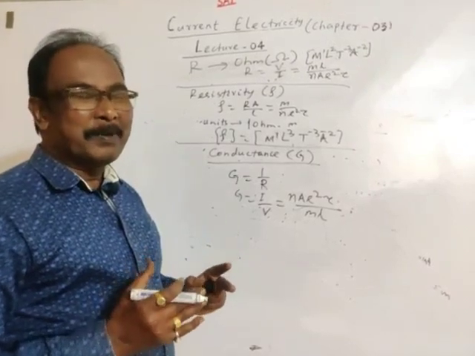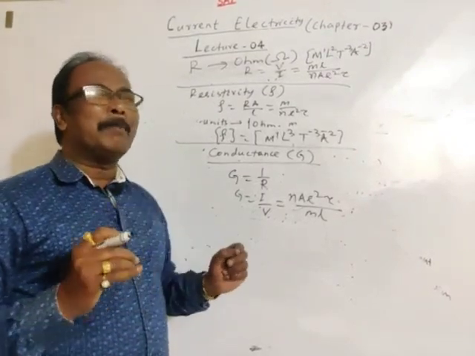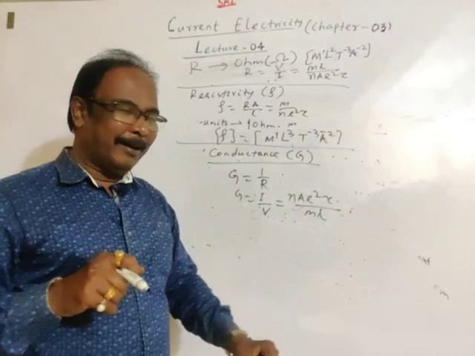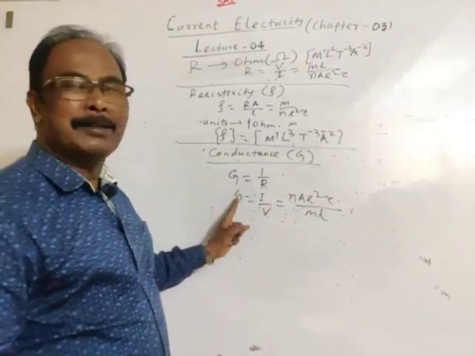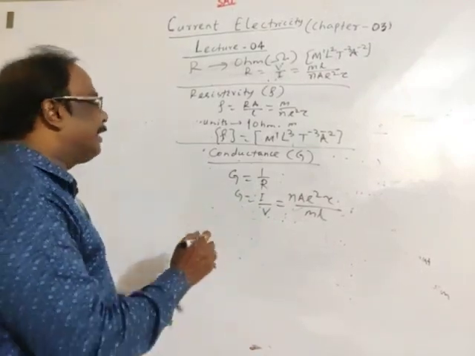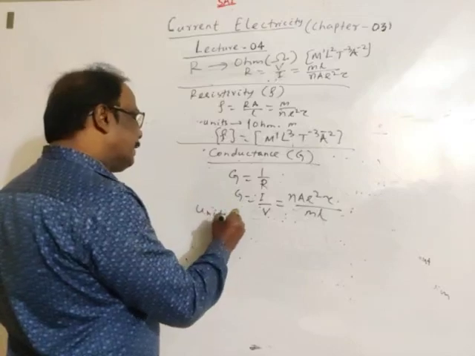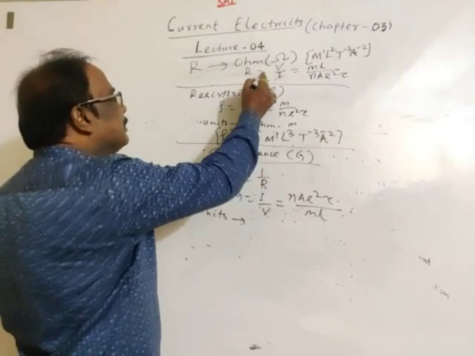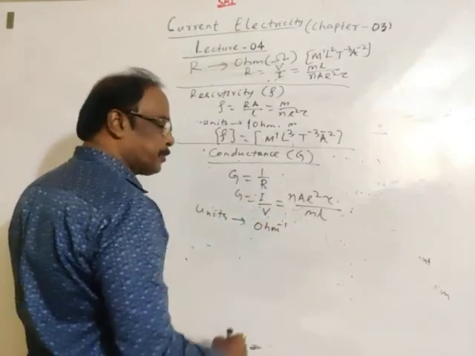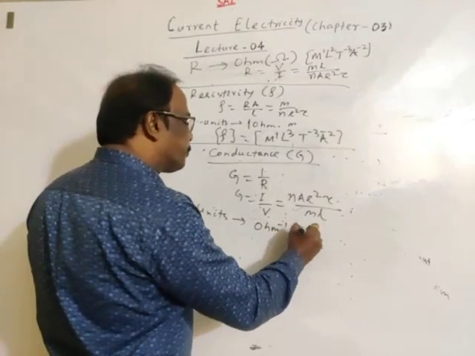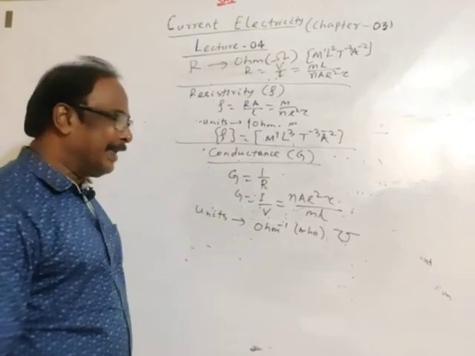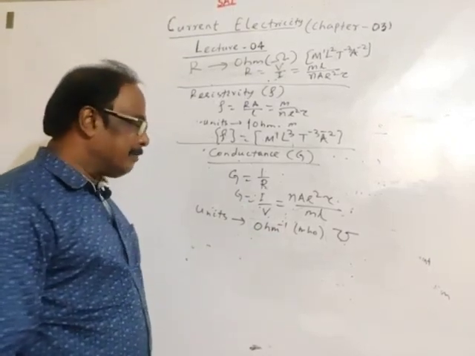Simply speaking, keeping temperature and area of cross section constant for a given substance, if it is elongated, then resistance increases but conductance decreases. Then units. The determining factors are the same. 1 by resistance, the unit of resistance is ohm, so it is 1 by ohm, meaning ohm inverse, or you may write mho. The symbol is reciprocal to ohm. Ohm inverse or mho you may write.